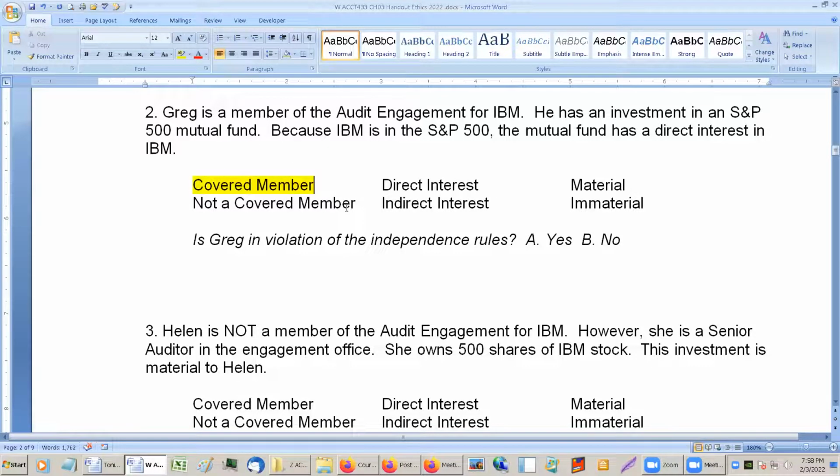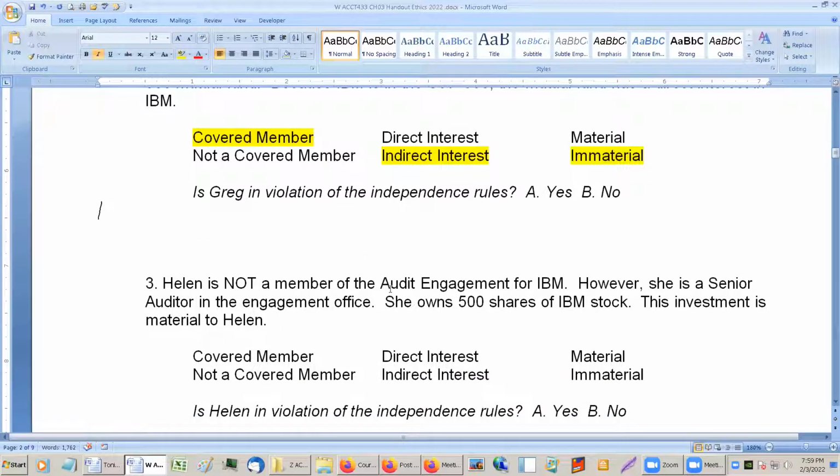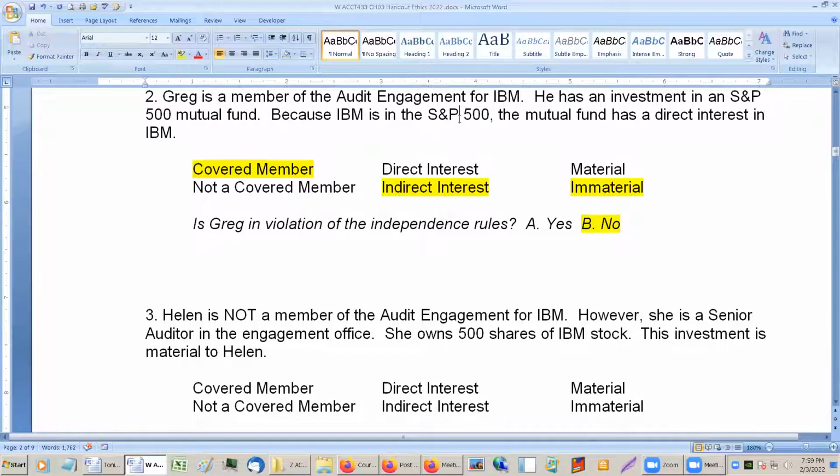Direct interest or indirect? Indirect. And material or immaterial? Immaterial. Yep. Is Greg in violation of the independence rules? No, it's indirect, immaterial. And if you think about it, if there's 499 other companies in here, probably not. Whatever IBM does probably won't change that too much.